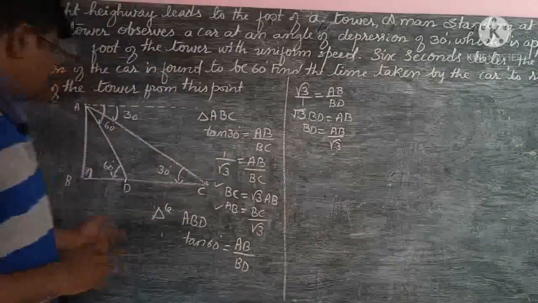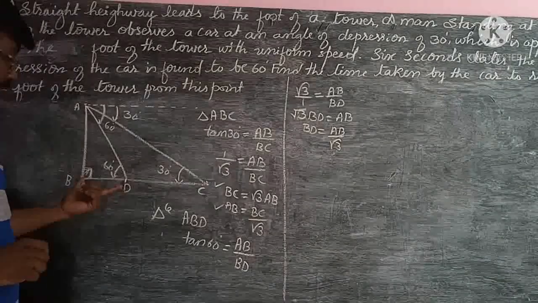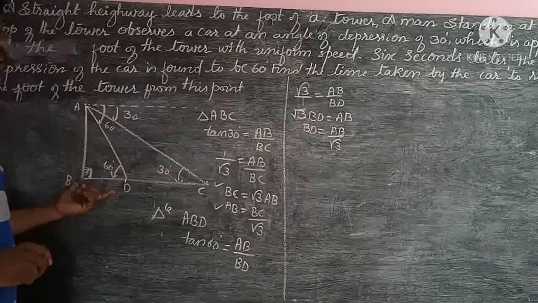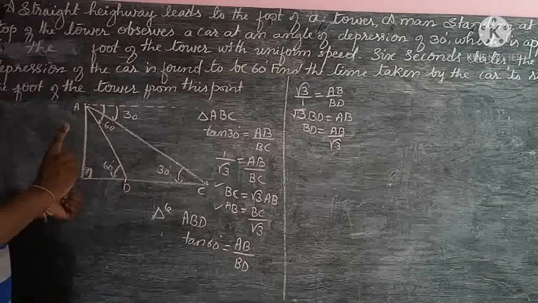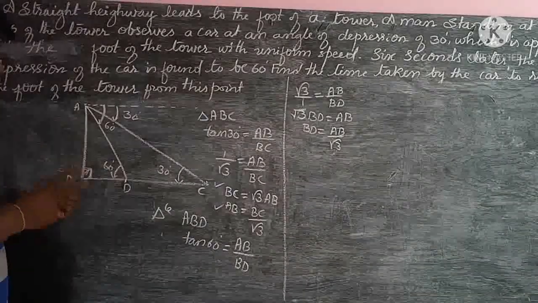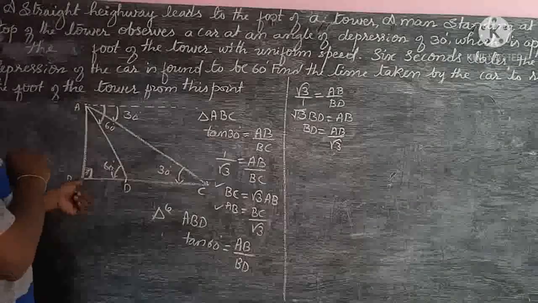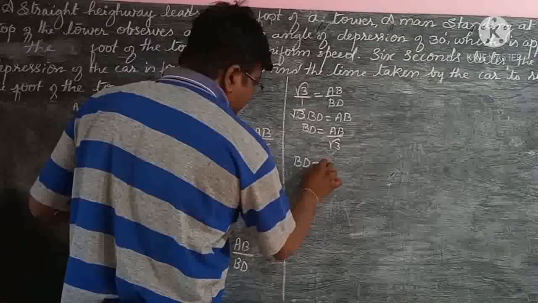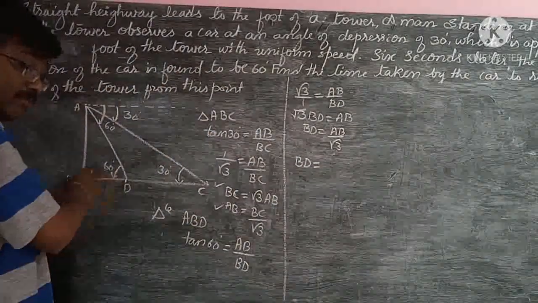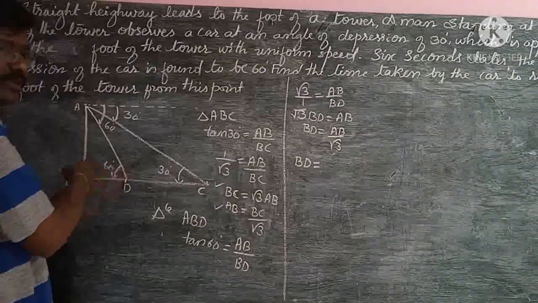So we find out BD. BD means how much time it will take to reach the foot of the tower. It is not asking for the distance AB. How much time to reach the foot of the tower is what the question asks. Therefore, BD is the time it will take to cover this distance BD.